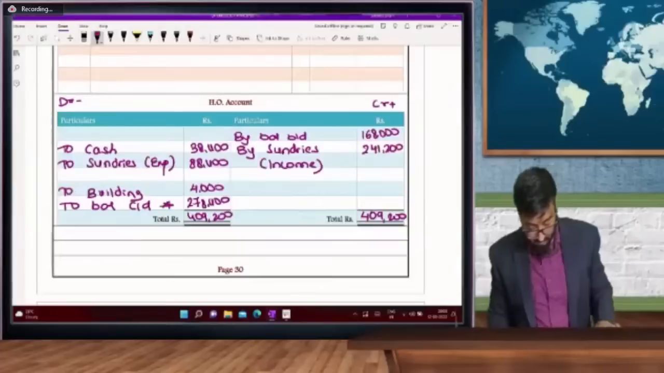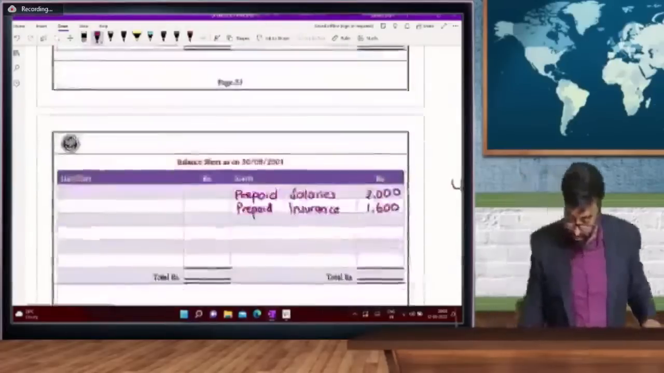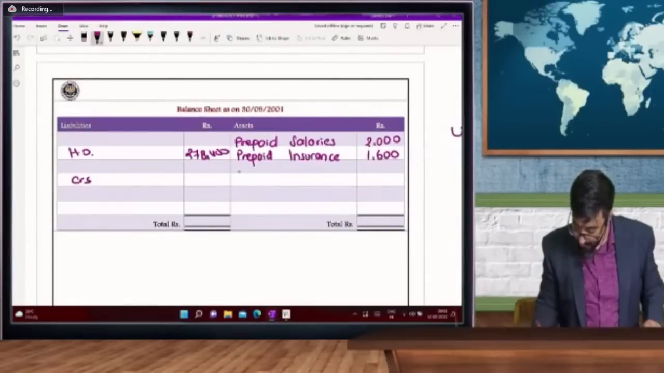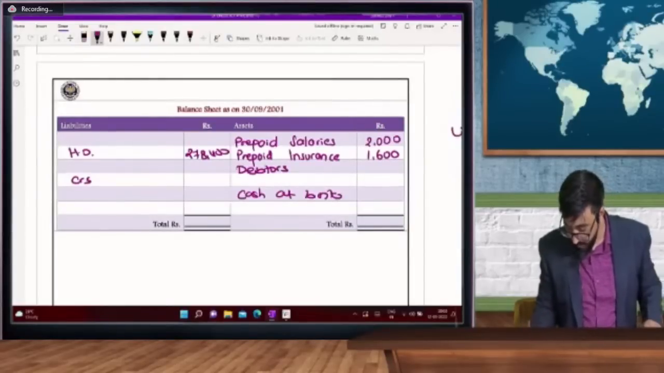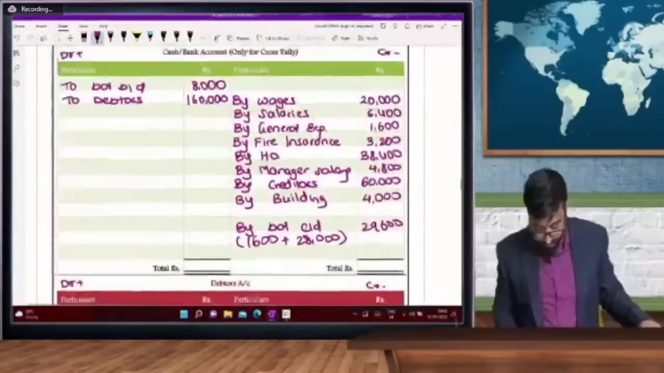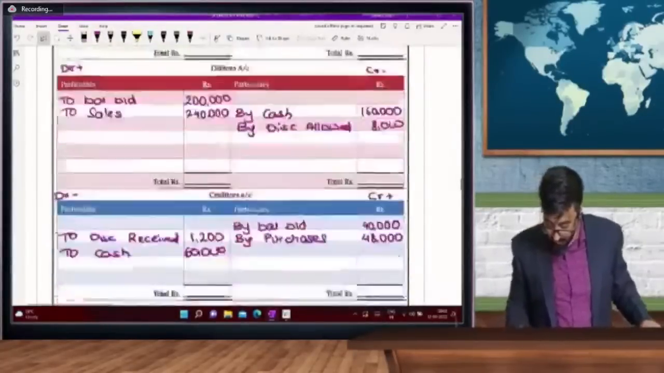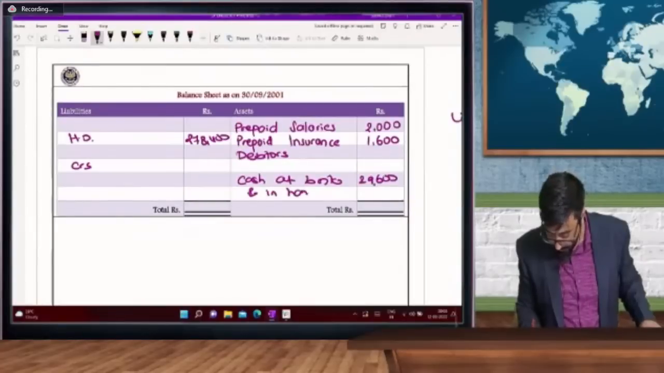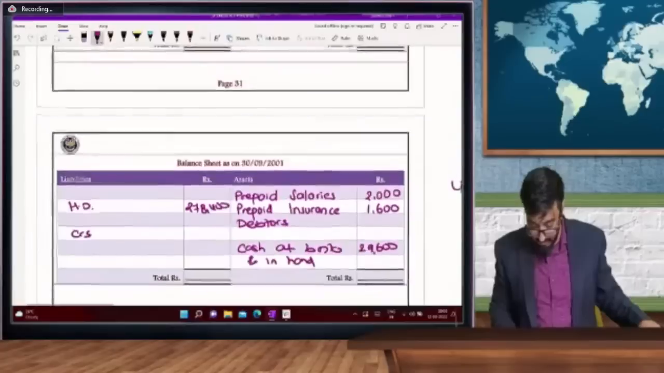$278,400. HO account liability side, $278,400. Creditors, debtors, cash at bank. Okay. Now cash at bank is 29,600 closing balance. And cash at bank and in hand, total 29,600.